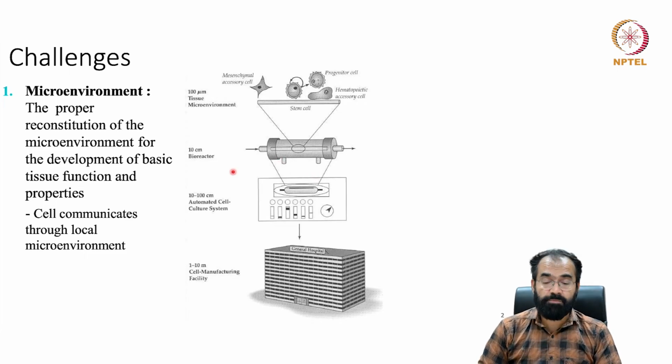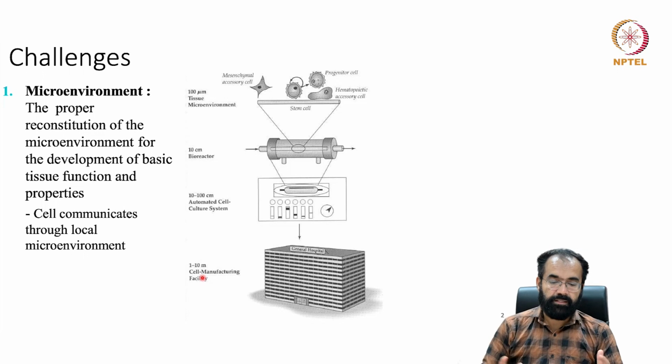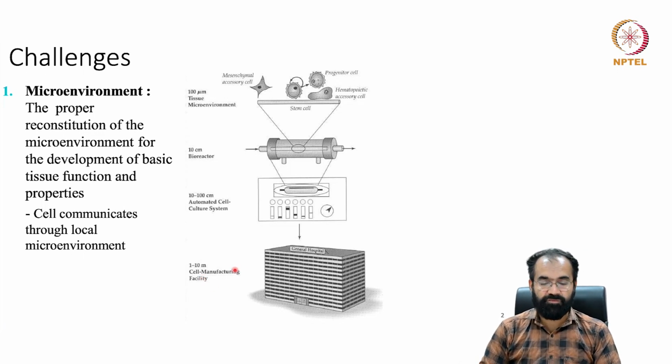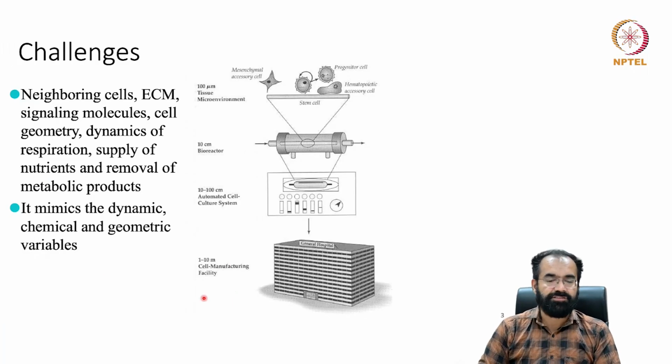And this has to be put into a bioreactor, and this bioreactor is now assembled into multiple pieces into around 10 to 100 centimeter automated cell culture systems, and these automated cell culture systems will be clubbed into 1 to 10 meter in height, length and width. It's a cell manufacturing facility where you will house them, meaning the size of large rooms. So this is a typical way of arranging.